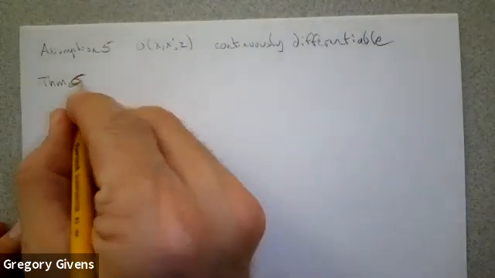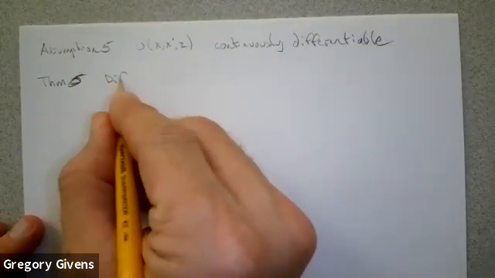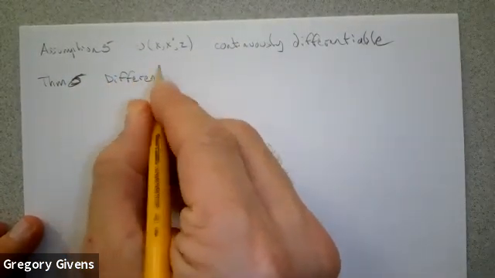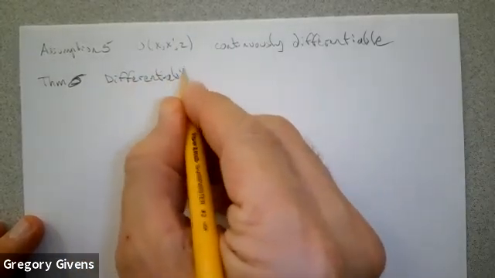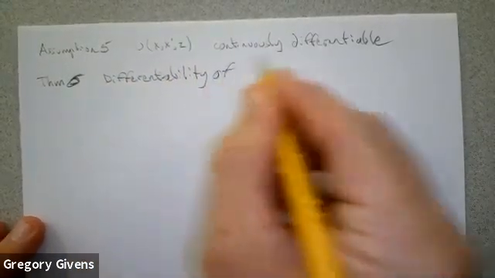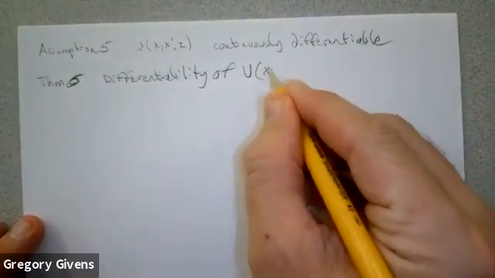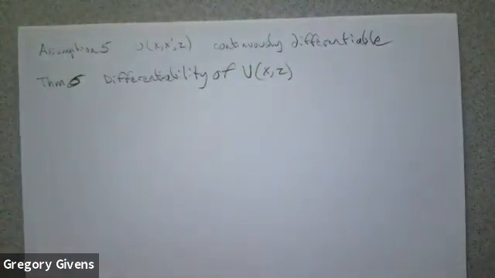Theorem 6 is the differentiability of the value function. Okay, the utility function is differentiable. The value function is going to be differentiable. And more importantly, when we take the derivative of the value function with respect to the state, we can evaluate it by exploiting the fill in the blank.